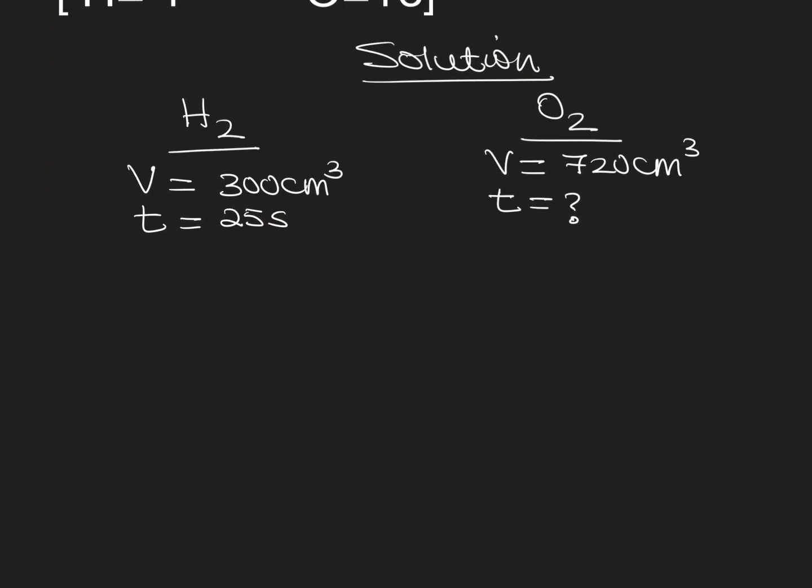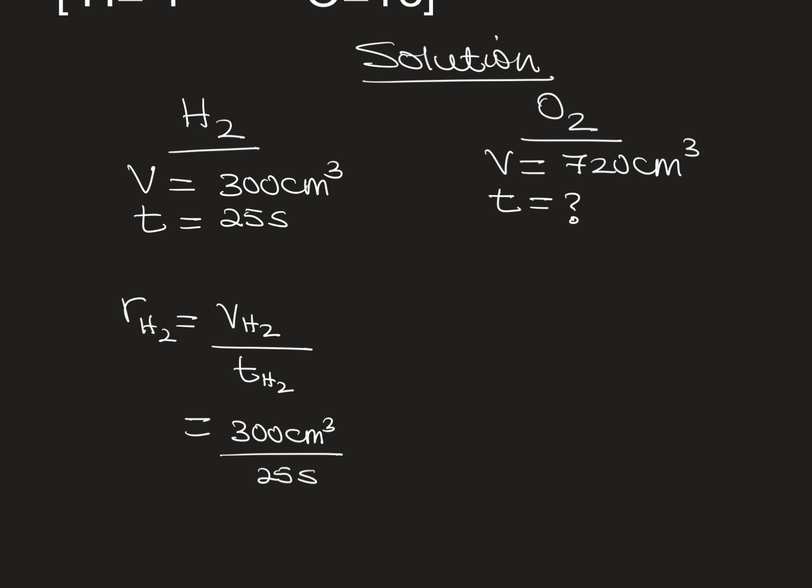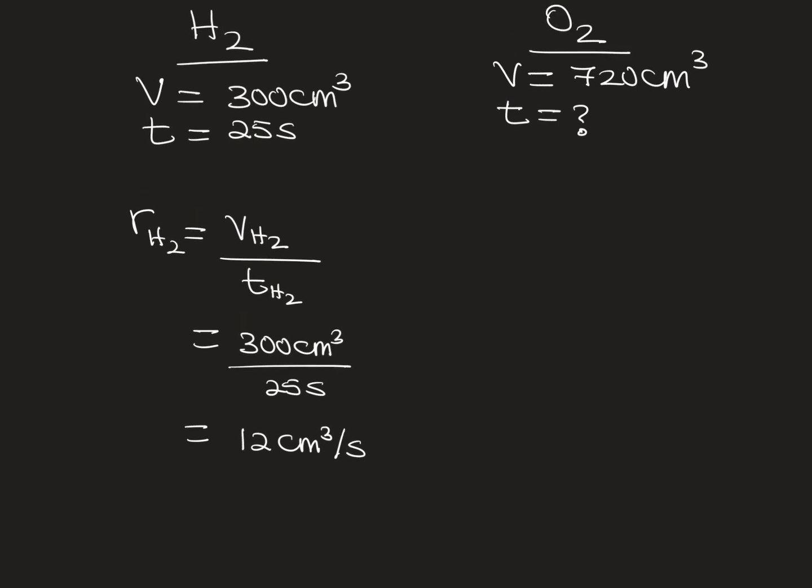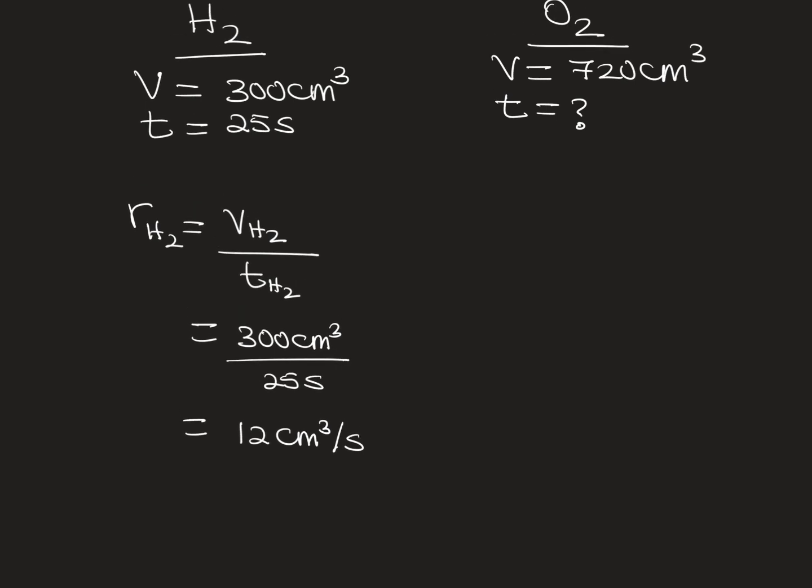Well, here we have to apply Graham's law of diffusion. Now, if you are given volume and time, you can find the rate. So the rate of diffusion of hydrogen gas will be the volume of the hydrogen gas over the time taken for the hydrogen gas to diffuse. That will be 300 centimeter cube divided by 25 seconds, and 300 divided by 25 is 12, so 12 centimeter cube per second is the rate of diffusion of hydrogen gas.